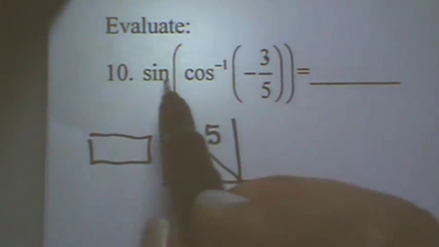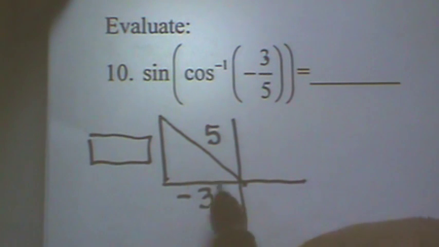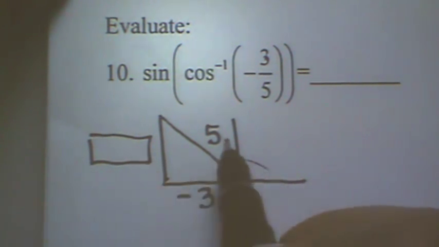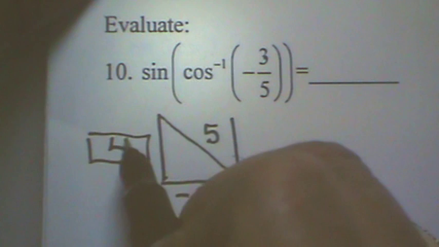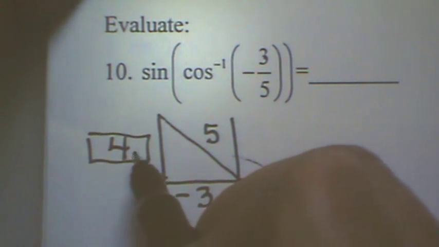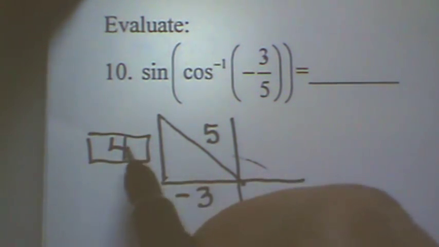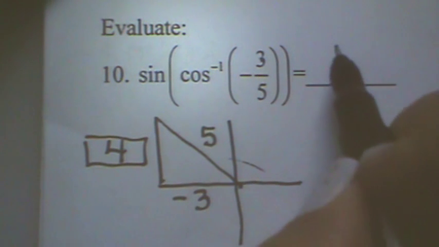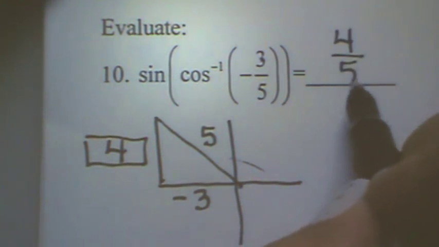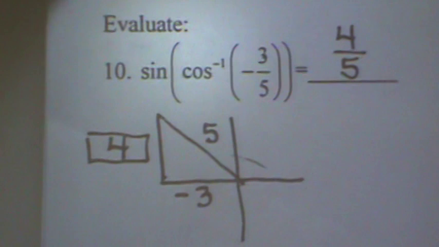Because we now have to figure out the sine of this angle right here. Is this a 4, positive or negative? Positive, because y is positive in quadrant 2. So what would the answer be here? 4/5. Yes.